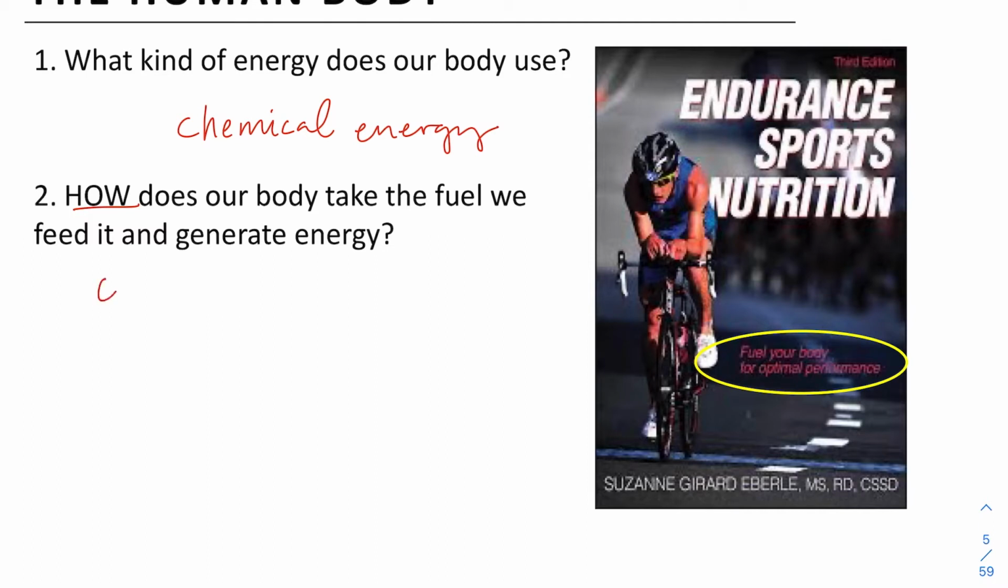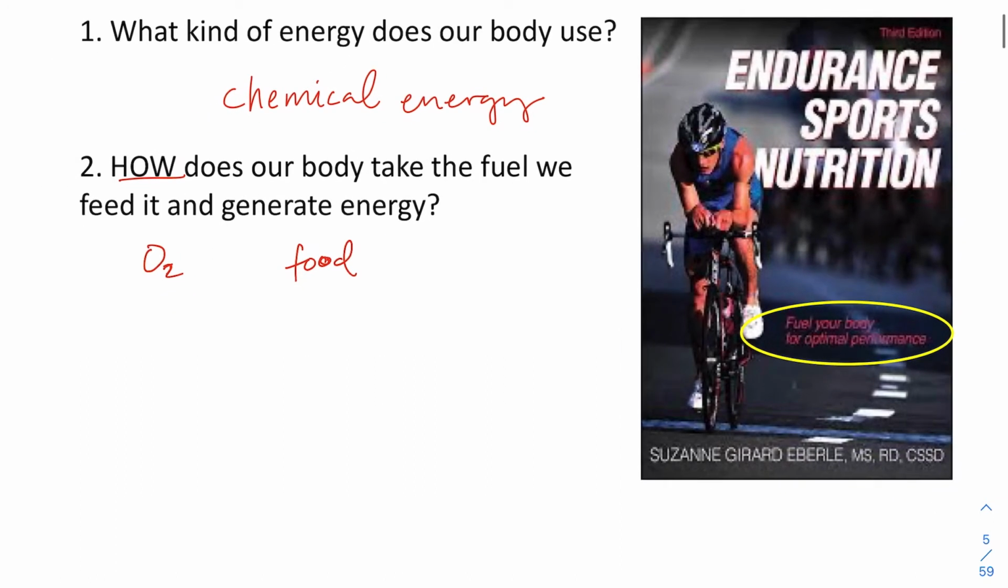So what do we feed our body? We feed it O2, oxygen, when we breathe. And we feed our body food, right? And this is what contains chemical energy, the food we eat. And so think about what processes in our body work with oxygen and work with food.